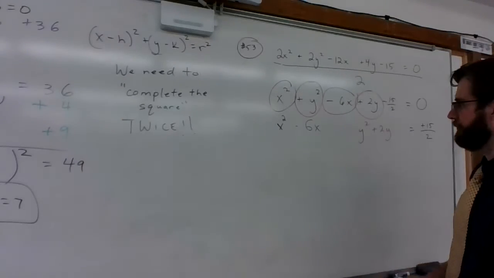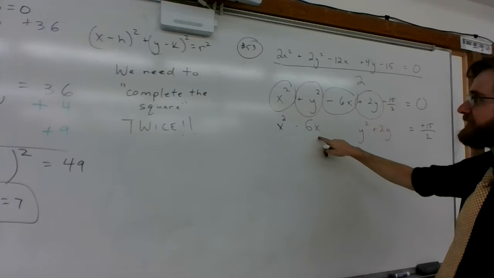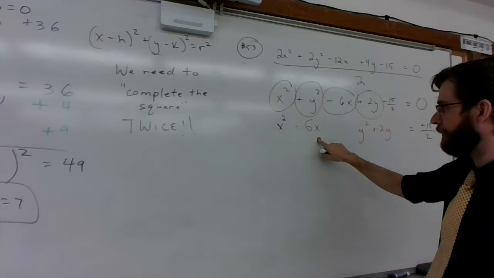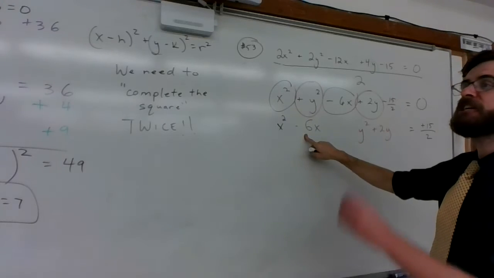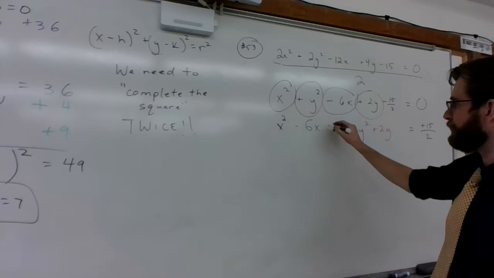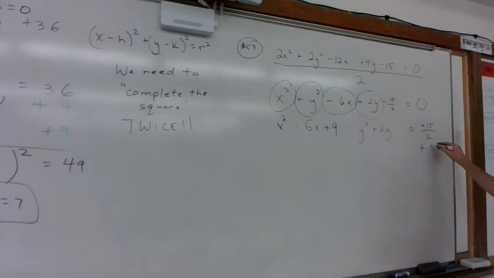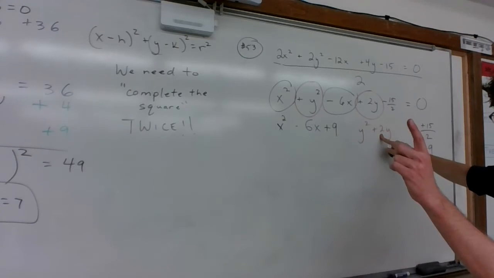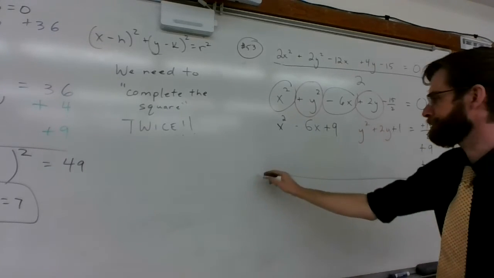And then you ask yourself, what's the perfect number that I can add to x squared minus 6x to create a perfect square trinomial? Middle number divided by 2, negative 3, square. Negative 3 times negative 3 is a positive 9. I added it to the left, so I'm going to add it to the right. Do the same thing here. Half of 2 is 1. 1 times 1 is 1, so I'm adding it there again.